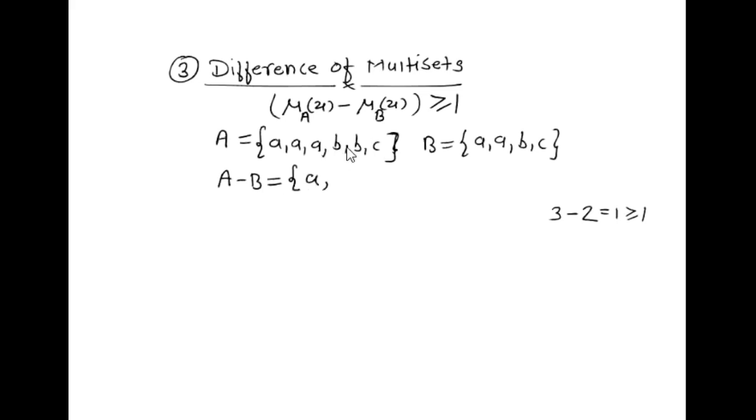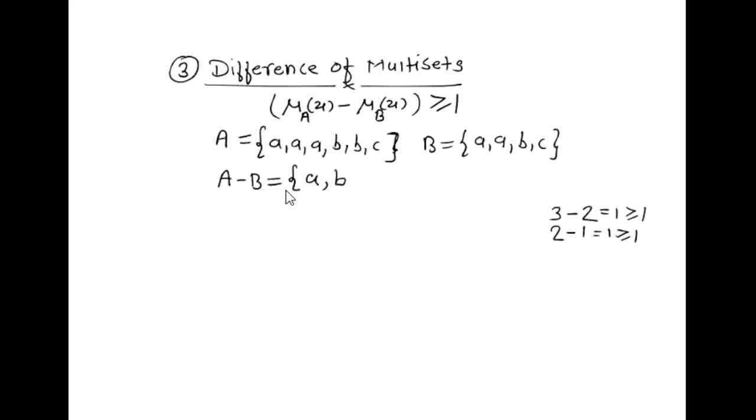Now what about element B? Element B exists in set A twice, whereas its occurrence is only once in set B. So we'll take the difference of multiplicity. The multiplicity of element B in set A is 2 and its multiplicity is once in set B. So 2 minus 1 is 1, which is greater than or equal to 1. Hence the occurrence of B we can take as 1 in the set difference.